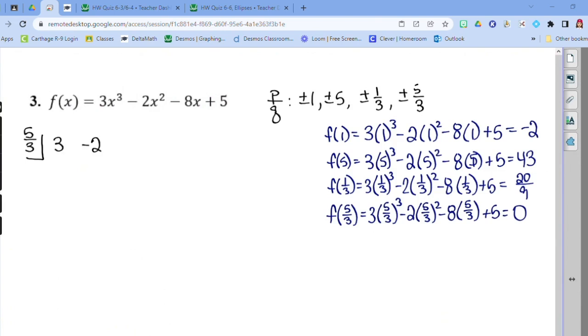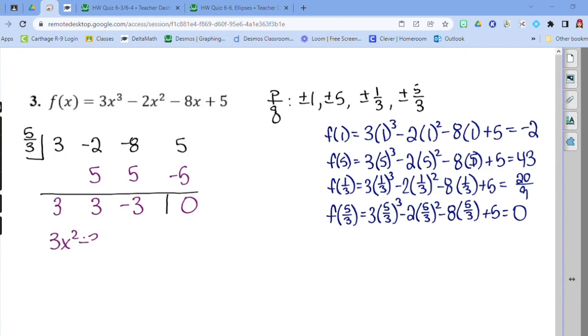3, -2, -8, and 5. I drop down the first number, 3. 3 times 5/3 is 5. -2 plus 5 is 3. 3 times 5/3, 5. -3. So then -3 times our 5/3 is -5, remainder of 0. So I have 3x squared plus 3x minus 3.